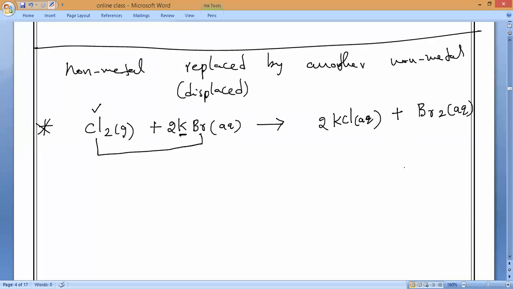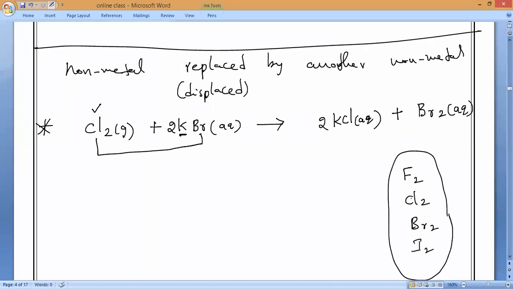I will say remember these elements: fluorine, chlorine, bromine, and iodine. These are the non-metals for which we will study the displacement reaction. In this, who is more reactive? Anybody can tell me, girls, boys? Fluorine is more reactive than chlorine. Chlorine is more reactive than bromine. Bromine is more reactive than iodine. Clear, everyone? That is what you have to remember.